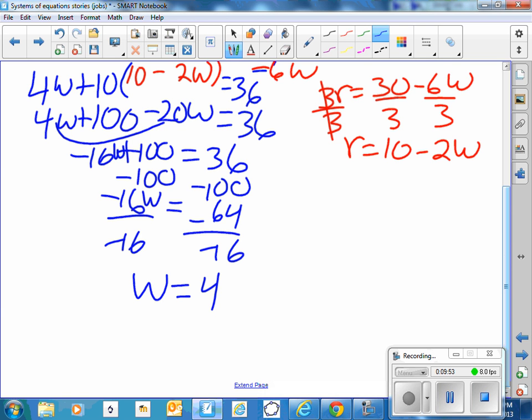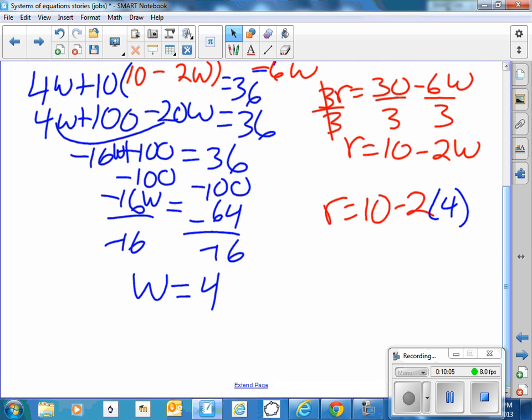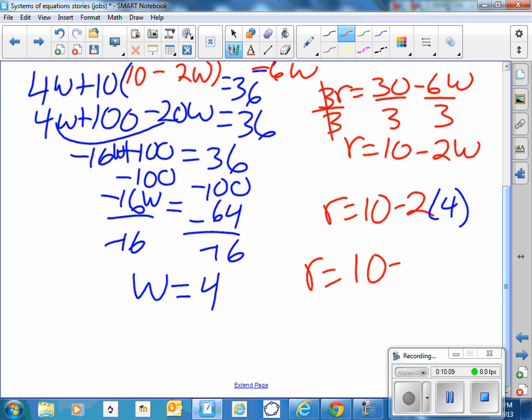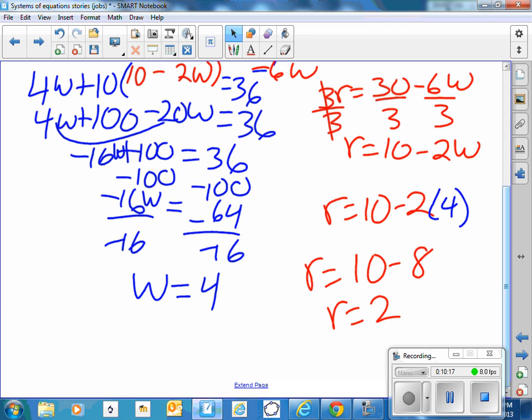That means that for a room I will get paid 10 minus 2 windows, which is $4. So for a room, I get paid 10 minus 8. For a room, I get $2. We can plug those back in to check. I'll leave that to you.